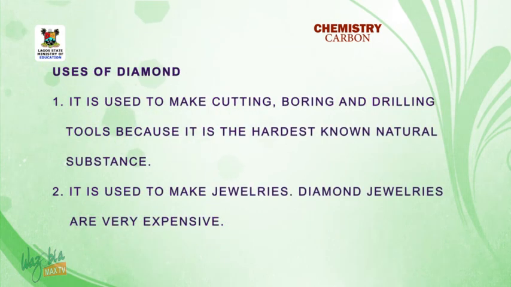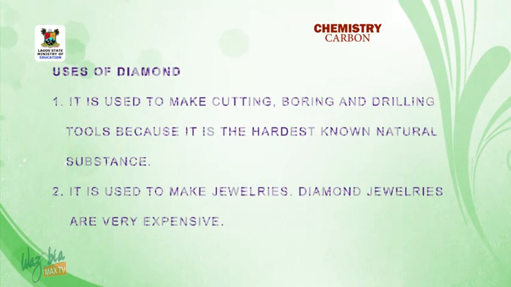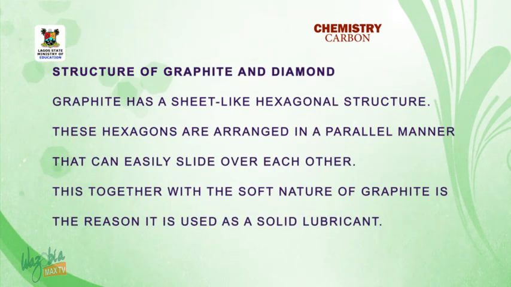Uses of diamond. It is used to make cutting, boring, and drilling tools because it is the hardest known natural substance. Number 2. It is used to make jewelries. Diamond jewelries are very expensive. Let's consider the structure of graphite and diamond.